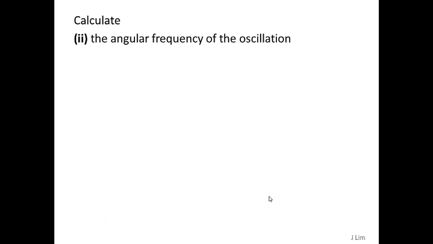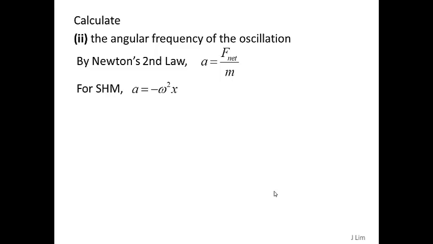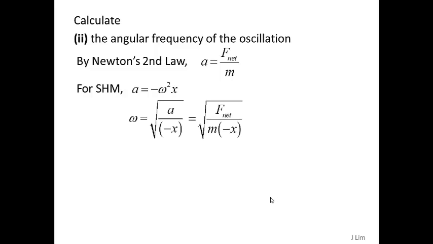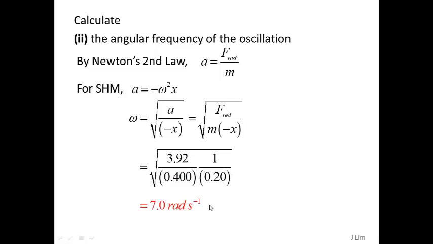Calculate the angular frequency of the oscillation. By Newton's second law, a is equal to F over m. So for simple harmonic motion, a is minus omega square x. So omega will be equal to the square root of a over x, and that will give us F net over mx. So substituting values, we'll get omega as 7 radian per second.